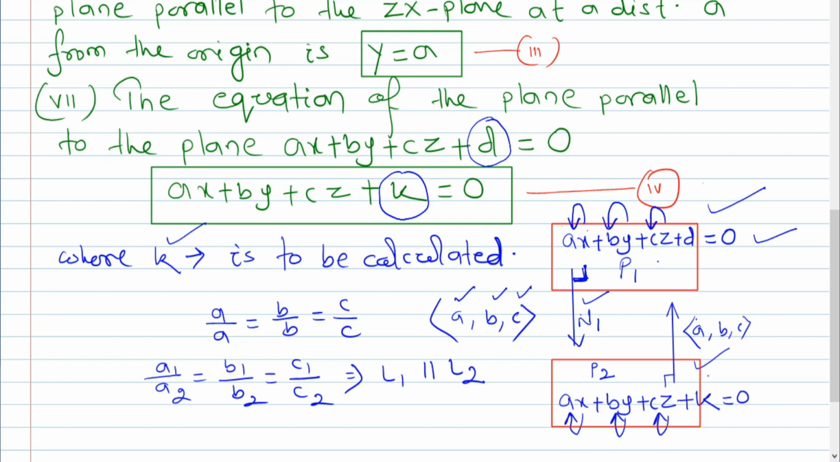Likewise, suppose this plane 2 is parallel to plane 1. That means the equation of this plane should be ax plus by plus cz, only changing the d part.